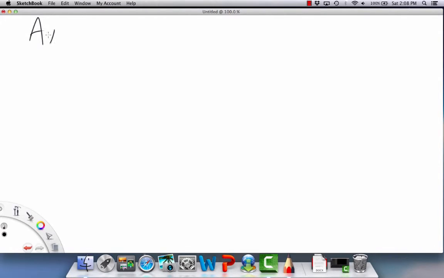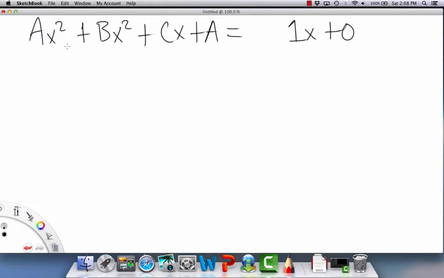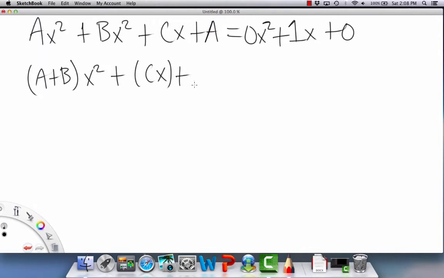So I'll rewrite this. We have our ax squared plus bx squared plus cx plus a equals 1x plus 0. And since we have x squareds on the left, we could add that in too. Technically there's 0 of them over here, so that helps as far as comparing coefficients. So we actually have a plus b times x squared plus cx plus a, which is a constant, equals 0x squared plus 1x plus 0.